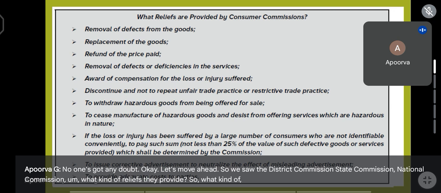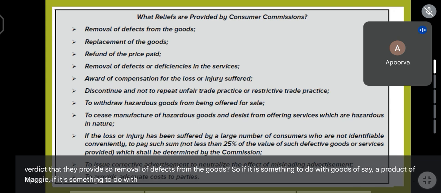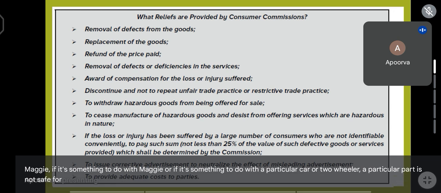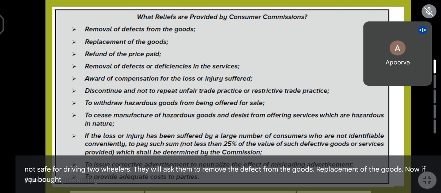What is the verdict that they provide? So, removal of defects from the goods. If it is something to do with goods, say a product of Maggie, or something to do with a particular car or two-wheeler where a particular part is not safe for driving, they will ask them to remove the defect from the goods. The replacement of the goods. If you bought something and there's a defect, they have a right to replace the goods.